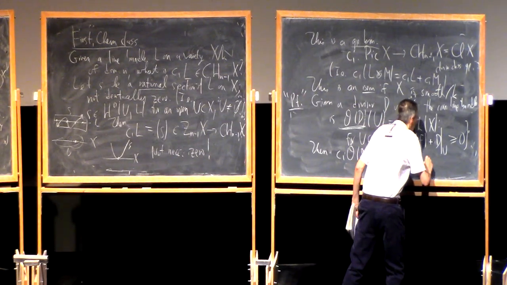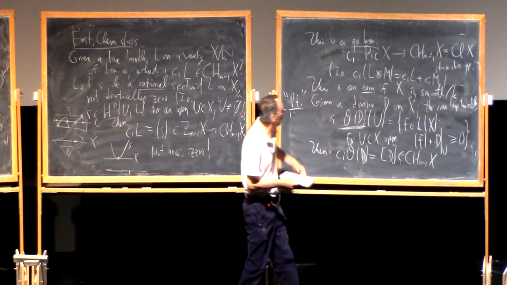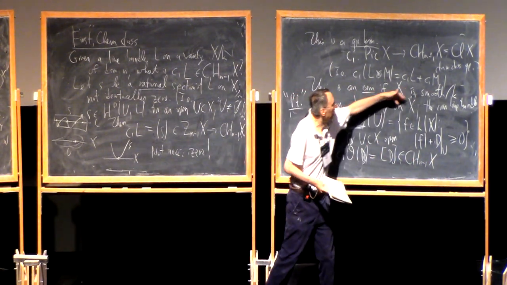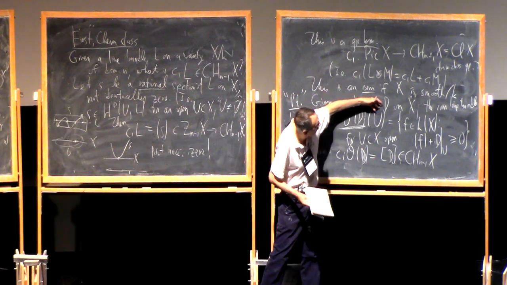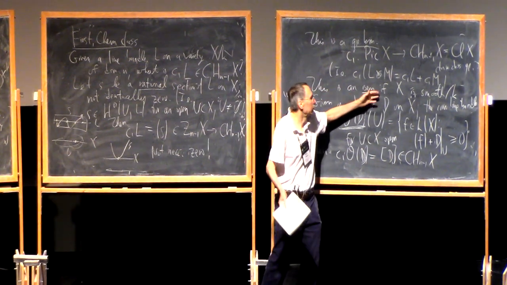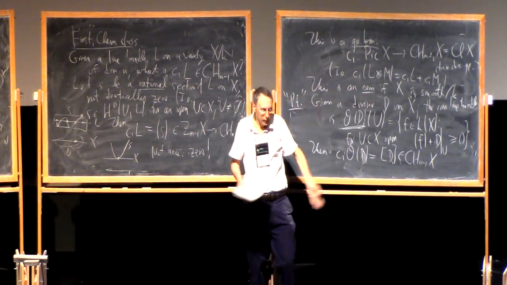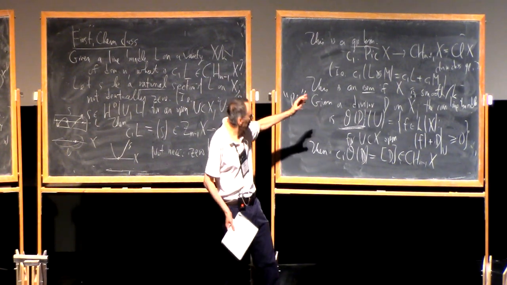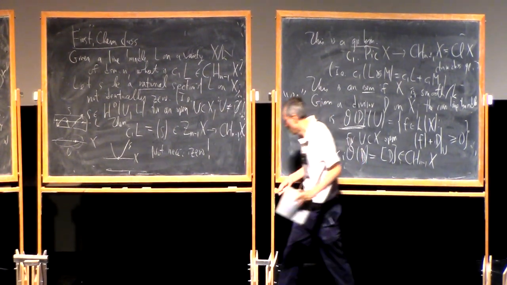Oh yeah, and why did I need X smooth? The point is you could define this if X is singular, but then this would be a sheaf, not necessarily a line bundle. So something has to be proved: if X is smooth, because the local rings are unique factorization domains, this is a line bundle. Okay.